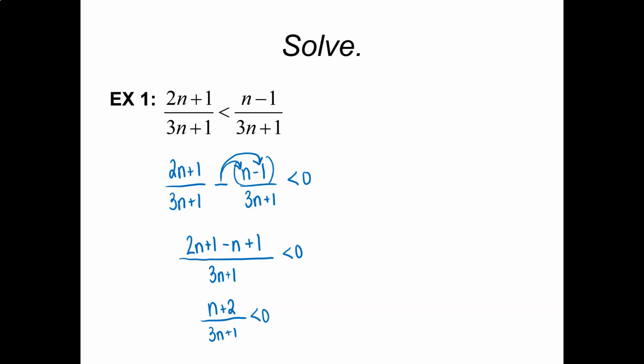Alright, so we will get n equals negative 2, and here you'll get n equals negative 1/3. We're just setting that equal to 0, subtracting that 1. 3n equals negative 1, divide by 3 to get that. So we will put those numbers on a number line.